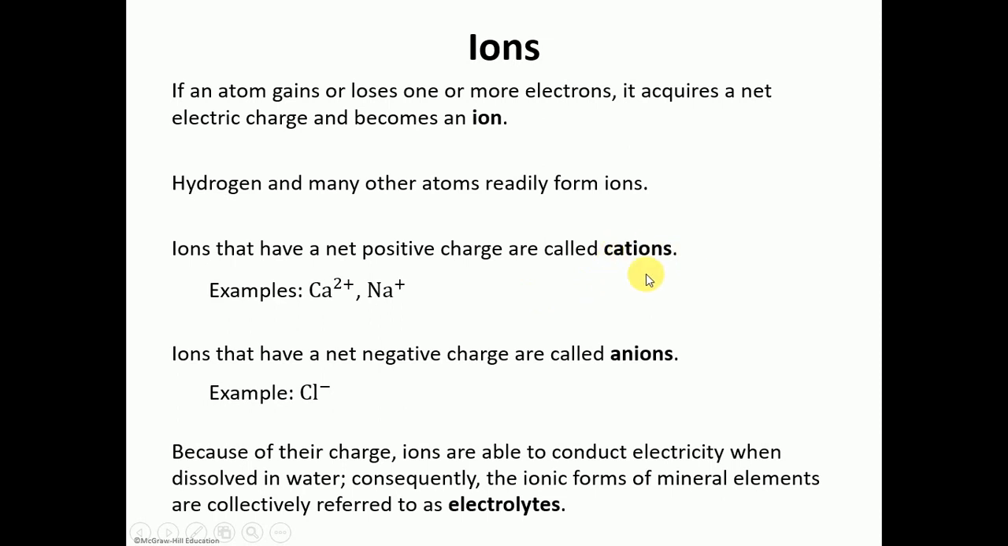We'll call those cations. And in order to remember which one is positive and which one is negative, cats are kind of like positive, they give you these positive vibes. So those are your positive ions. Anion, an means no. So this is a negatively charged ion.